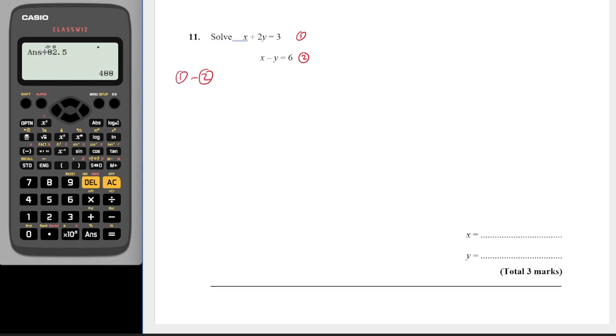So if I do 1 take away 1, that's 0. 2y take away negative y would be 3y. I'm then going to divide both sides by 3. And that would give me y is equal to minus 1. I'm then going to sub my value for y back into one of my initial equations.